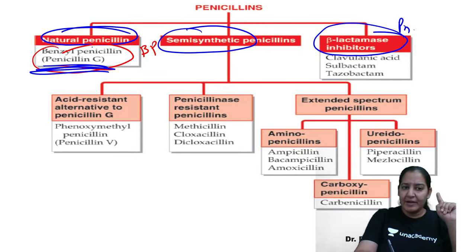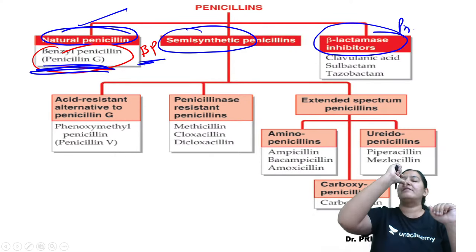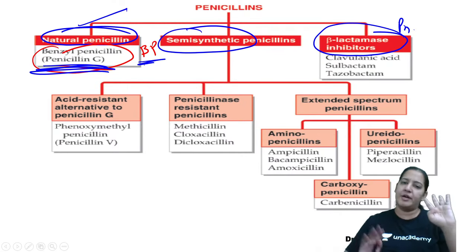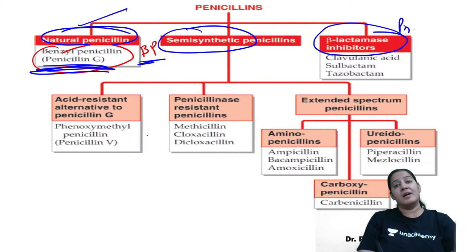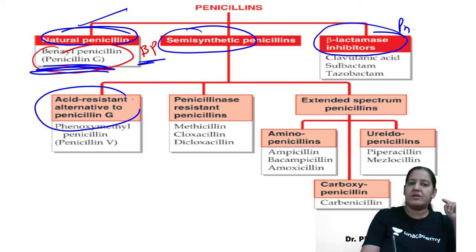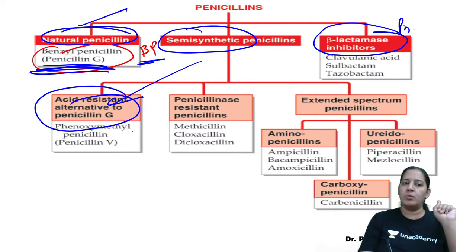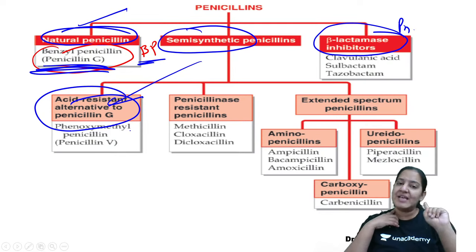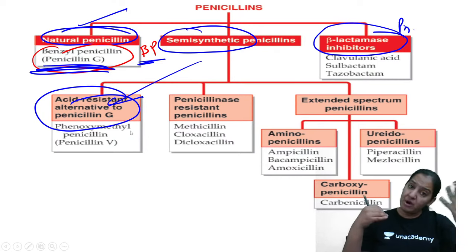If I take a tablet of natural penicillin, that is benzyl penicillin, it will not work. As soon as I take the tablet, it will go into the stomach and the penicillin will be degraded by the acid. So it is acid labile. So I have created another penicillin which is an acid resistant alternative. That is another penicillin, a synthetic one, not the natural one. So that problem is overcome here. The first problem was acid labile, so we have made the artificial one which is acid stable. The natural one is acid labile.